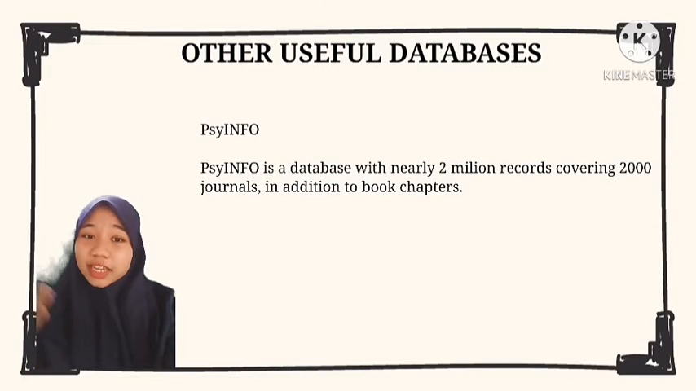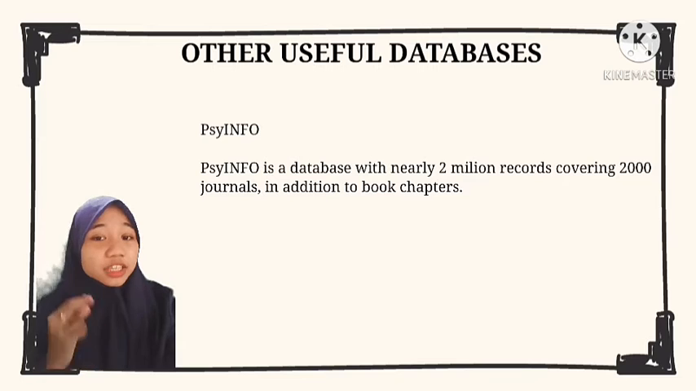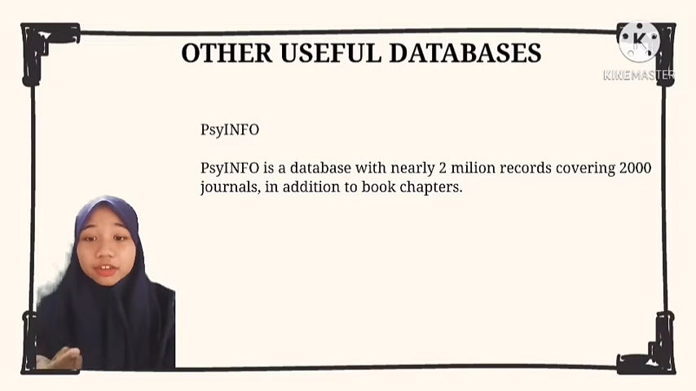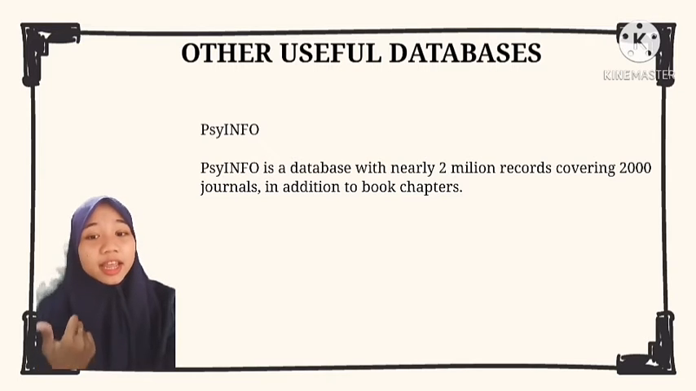Other useful databases. 1. PsycINFO is a database with nearly 2 million records covering 2,000 journals in addition to books and book chapters. Material covers psychology, education, business, economics, linguistics, social work, healthcare, and other fields.